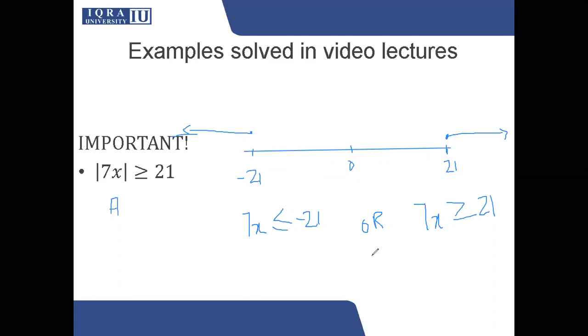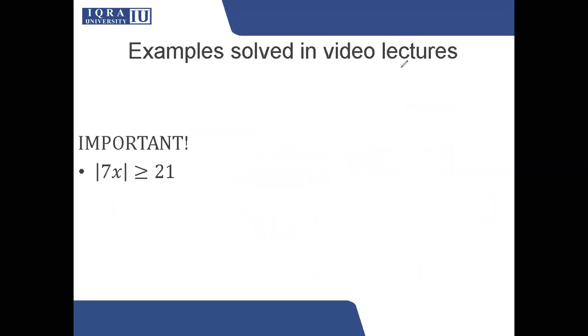The answer is when you solve for x, right? Now you divide both sides by the number 7, and you get x is less than or equal to minus 3, or x is greater than or equal to 3. So basically your answer is somewhere over here, minus 3 and plus 3. Your answer is all the values greater than 3 and all the values smaller than minus 3. So these two lines are your answer in this case.